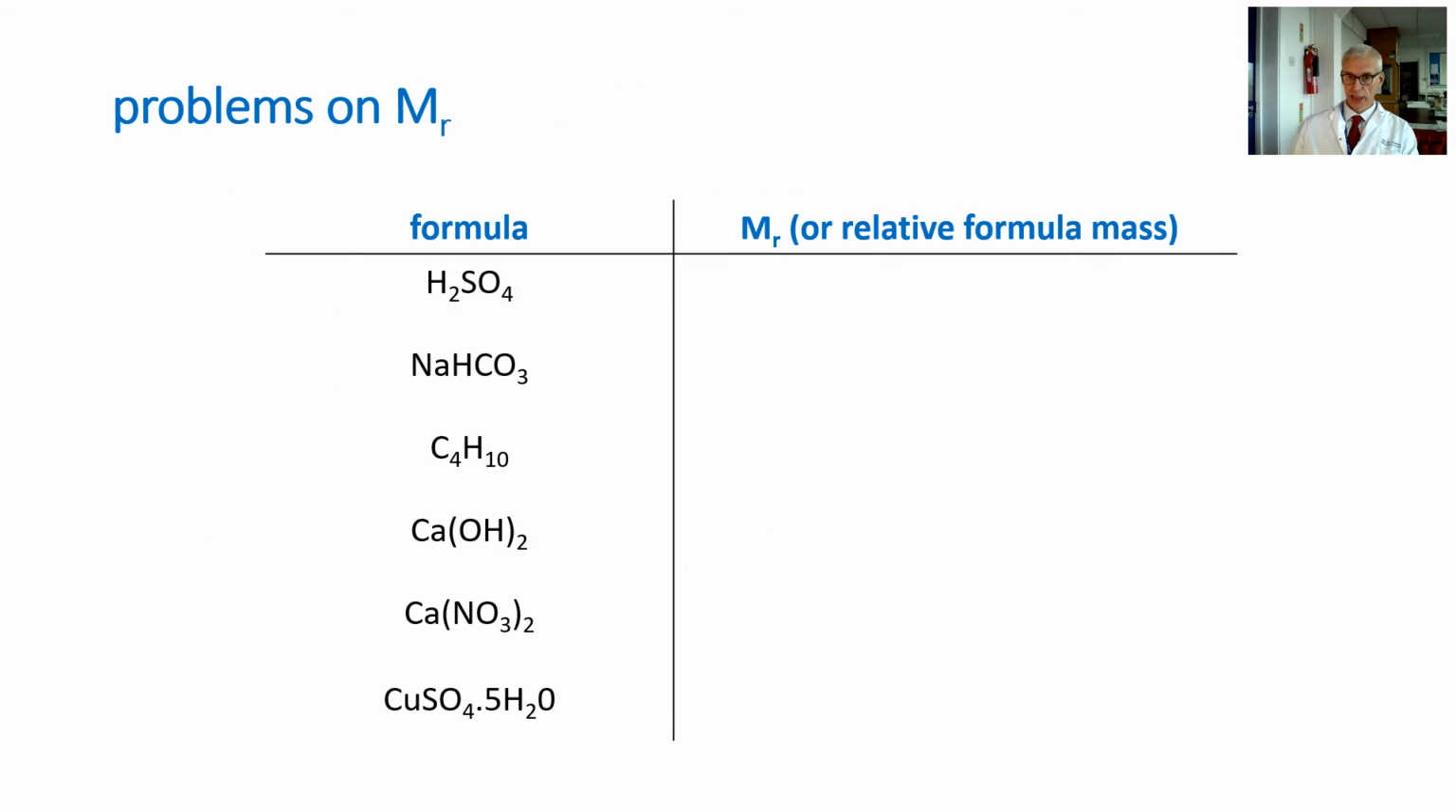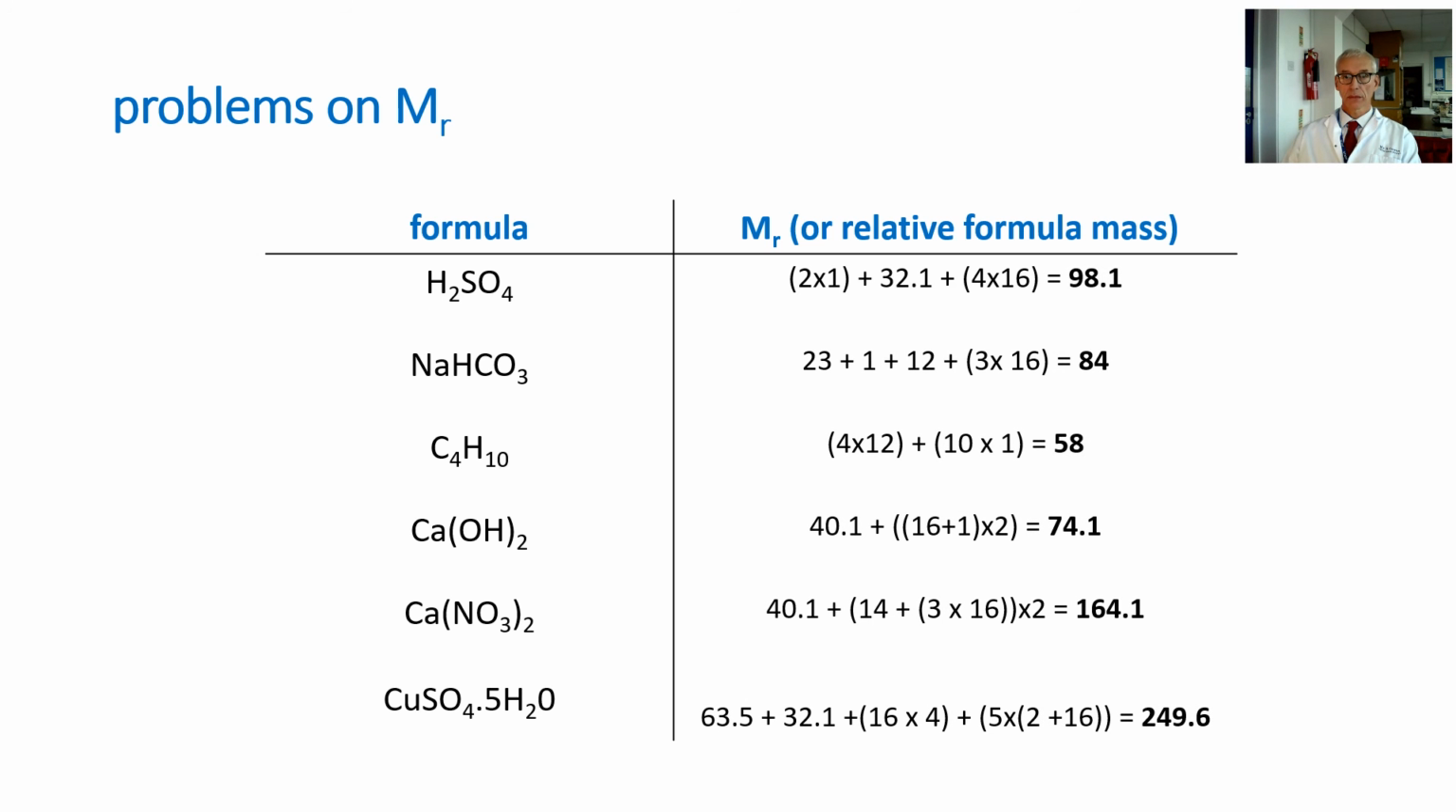So to reinforce the idea of relative molecular or relative formula mass, do a few problems. Pause the lesson, calculate the relative molecular mass of sulfuric acid, H2SO4, and all the other formulae, and come back to check your answers when you are ready. So here are a set of answers. The most problematical, which I'll just focus on, are the calcium nitrate and the hydrated copper sulfate.